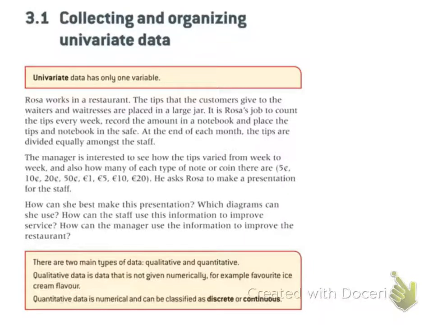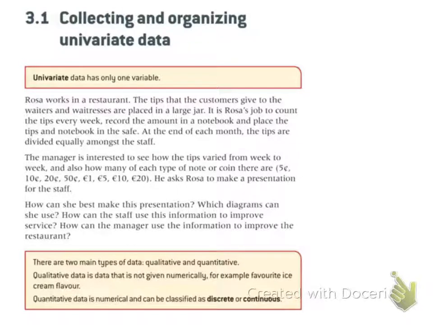All right, we are into chapter 3.1. This is IB year 1. Today we're going to talk about collecting and organizing univariate data. And as it says here, univariate data is just data that has one variable. So we're only changing one thing.